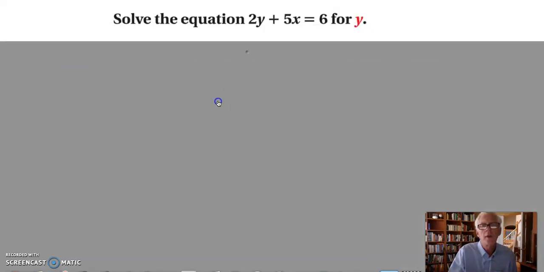The main reason we're going to do this is that we are always going to be solving for y. That's our main focus this year. I want to focus on solving variables for y. So here's our example we did earlier. We want that y by itself.